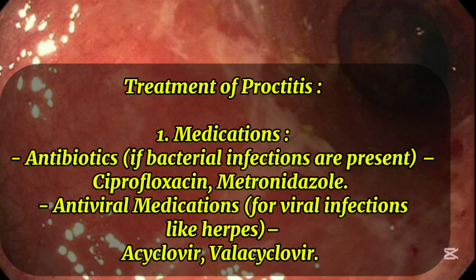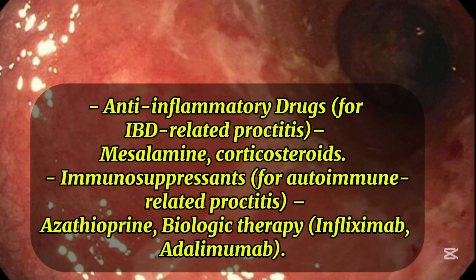Treatment of proctitis. 1. Medications. Antibiotics if bacterial infections are present: ciprofloxacin, metronidazole. Antiviral medications for viral infections like herpes: acyclovir, valacyclovir. Anti-inflammatory drugs for IBD-related proctitis: mesalamine, corticosteroids. Immunosuppressants for autoimmune-related proctitis: azathioprine, biologic therapy, infliximab, adalimumab.